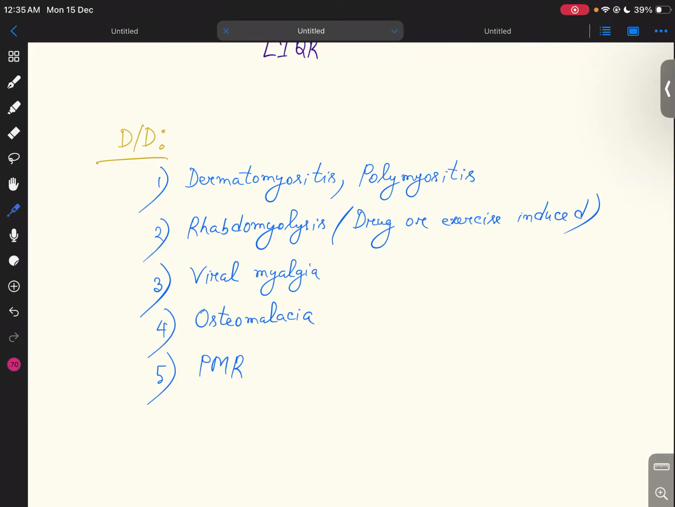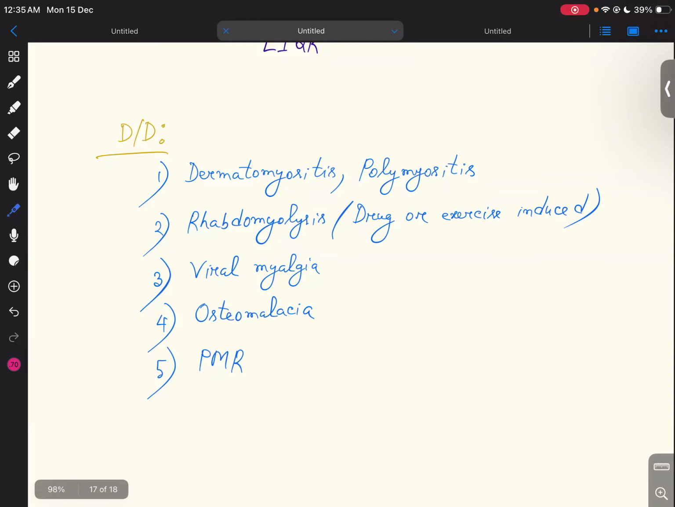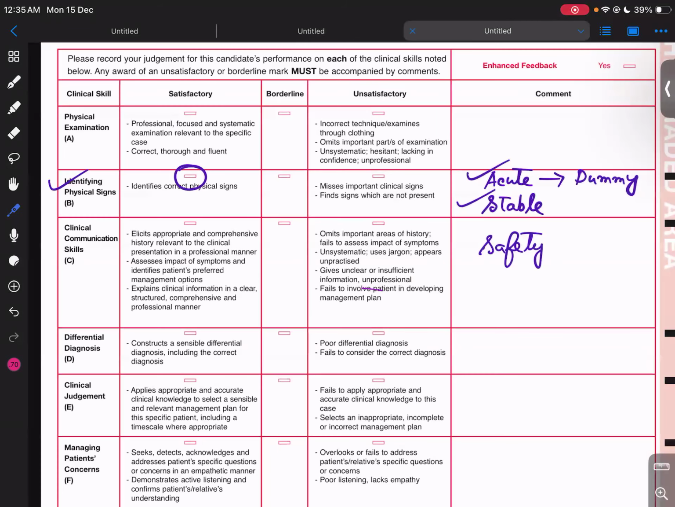This is the important safety netting. We have to keep it in mind. Unless we tell the patient to stop the painkiller, we lose the mark in clinical communication skills. That is important safety netting.